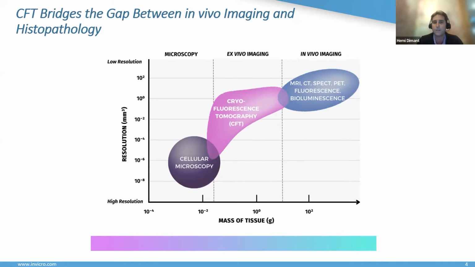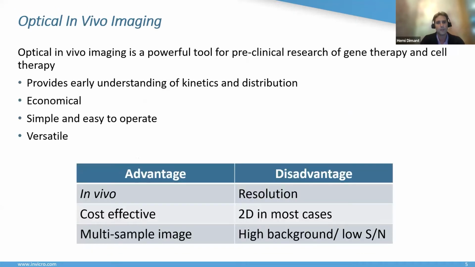And in many cases, you can combine. So if you're doing, for example, in vivo fluorescence, then you can, of course, do Cryo-Fluorescence Tomography and then all the way down to microscopy. And these are the case studies that I'm going to present, how we, at InVicro, combined these approaches together. So specifically discussing the multimodality approach for optical in vivo imaging.